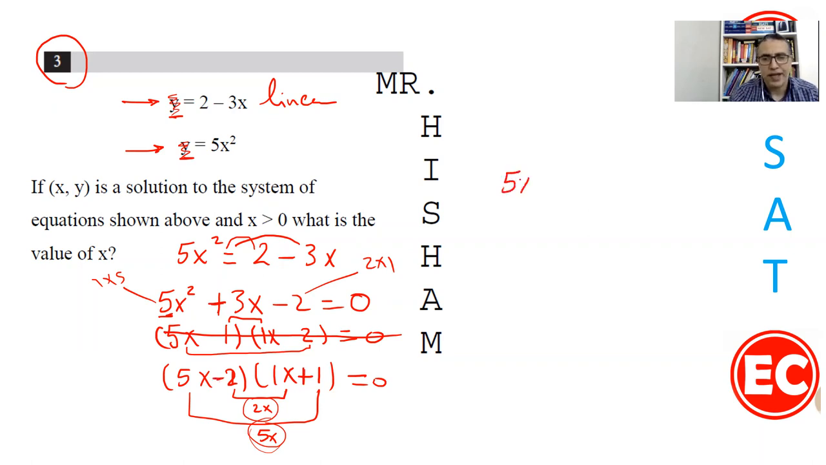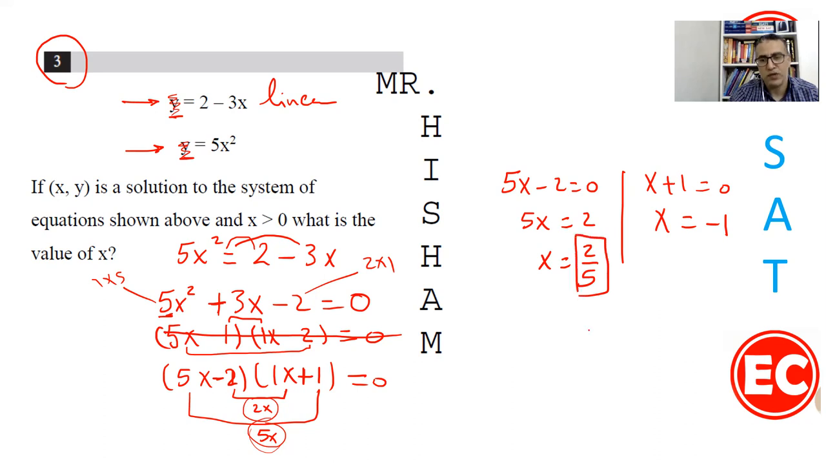So I have two brackets: 5x minus 2 is equal to 0 and x plus 1 is equal to 0. So x here is equal to -1 and 5x is equal to 2. So x is equal to 2 over 5. This one is the answer.